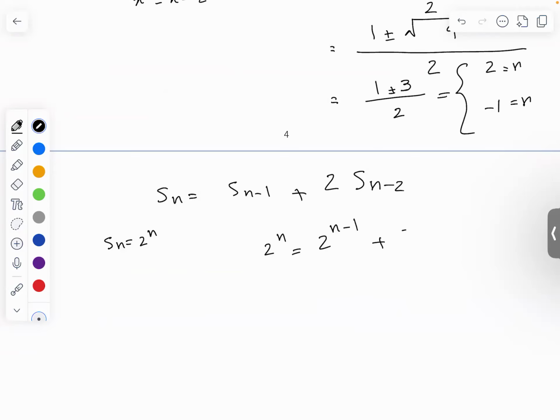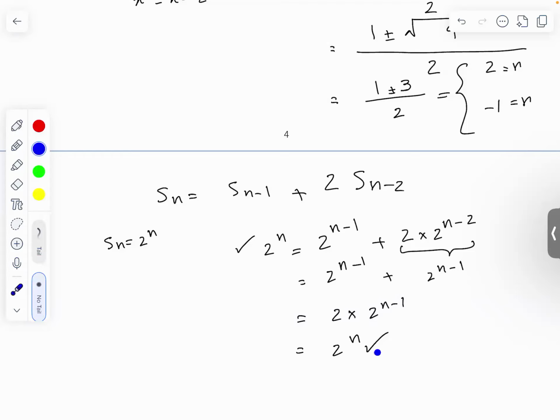minus 1 plus 2 times 2 power n minus 2. From here, 2 power n minus 1 plus, what's this one? Power n minus 1. And how many 2 power n minus 1? 2 times 2 power n minus 1, which is the same as 2 power n. So the left side is equal to the right side.